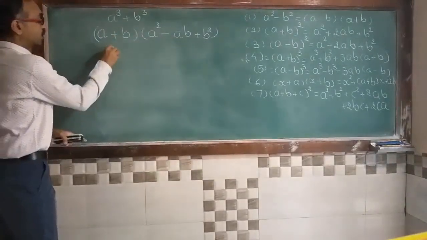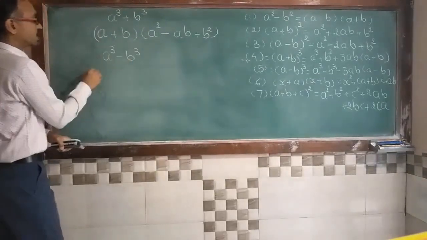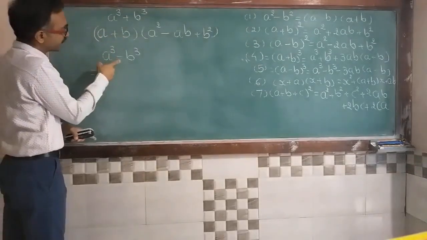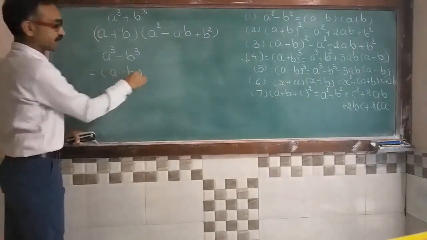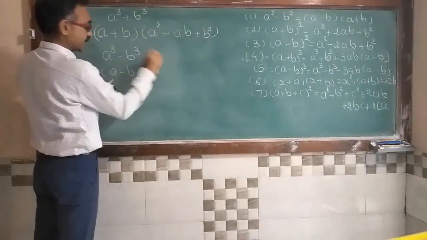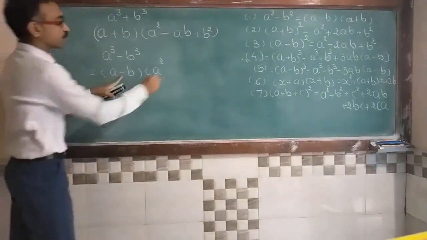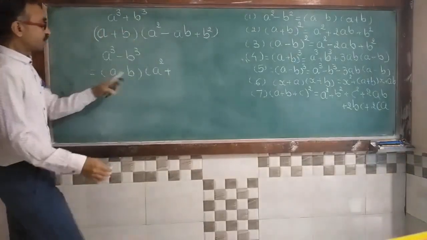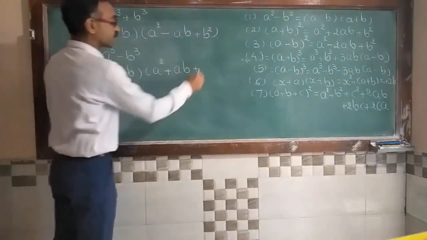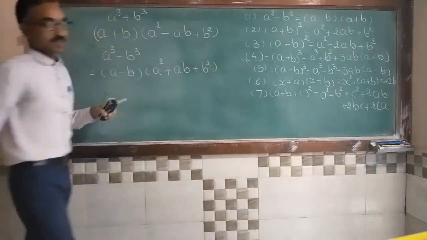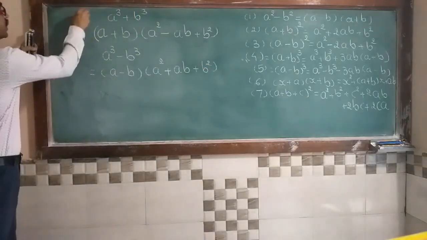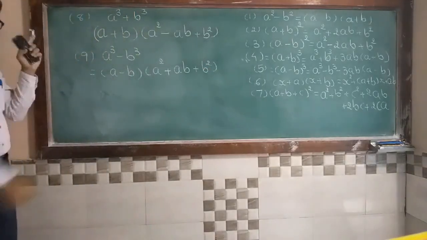And suppose you are given a cube minus b cube, then the answer is the same way. Here a, here minus is there, so you have to write (a minus b) into second bracket: square of the first term, a square. If here minus is there, you have to write here plus the multiplication of both the terms, a into b. The last term is always positive, b square. So this is our formula 7, this is number 8, and this is number 9.